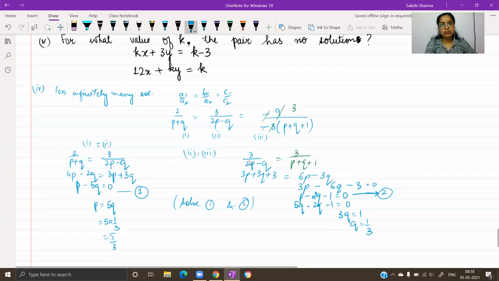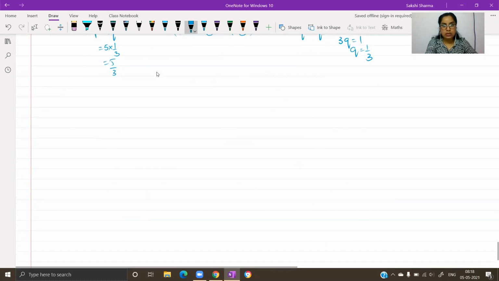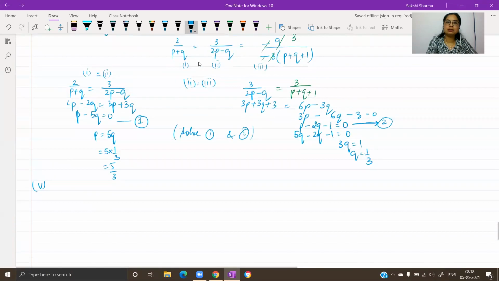The second part, the second additional question that I had shared yesterday, for what value of K the pair has no solution? Let's write down and solve this one. This one's different from the ones we have already done. Fifth part. Can you please scroll up, ma'am? You were writing down? Yeah.